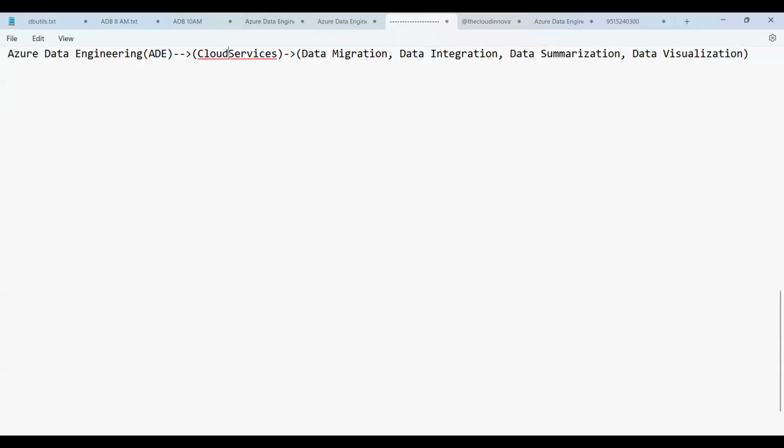So here we have the following things. Azure Data Engineering is a bunch of cloud services provided in order to perform the following: data migration, data integration, then data summarization and data visualization. Okay, guys, this whole process is what we have.